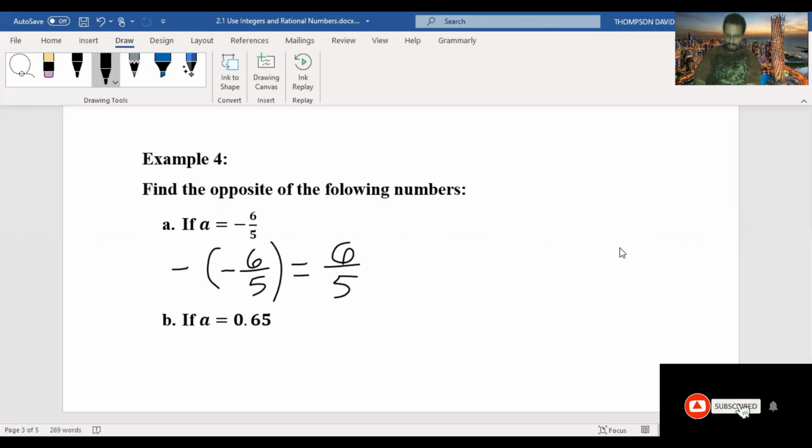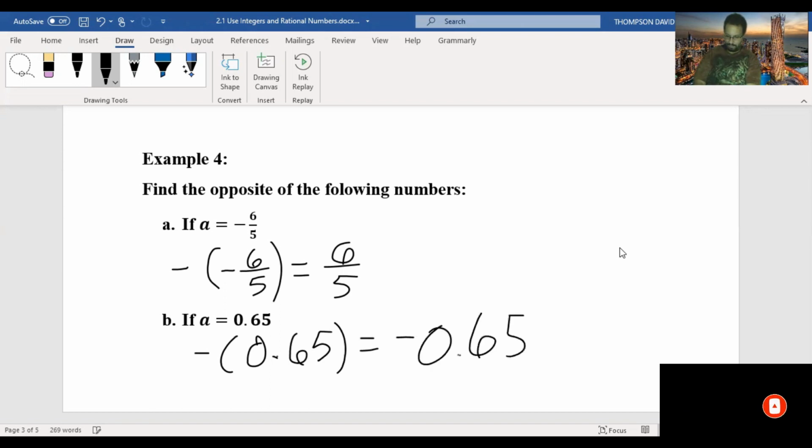If A equals 0.65, we just put a negative in front to indicate the opposite. Put 0.65 inside the parentheses, and we just change the sign, so this becomes negative 0.65, and we are done example 4.